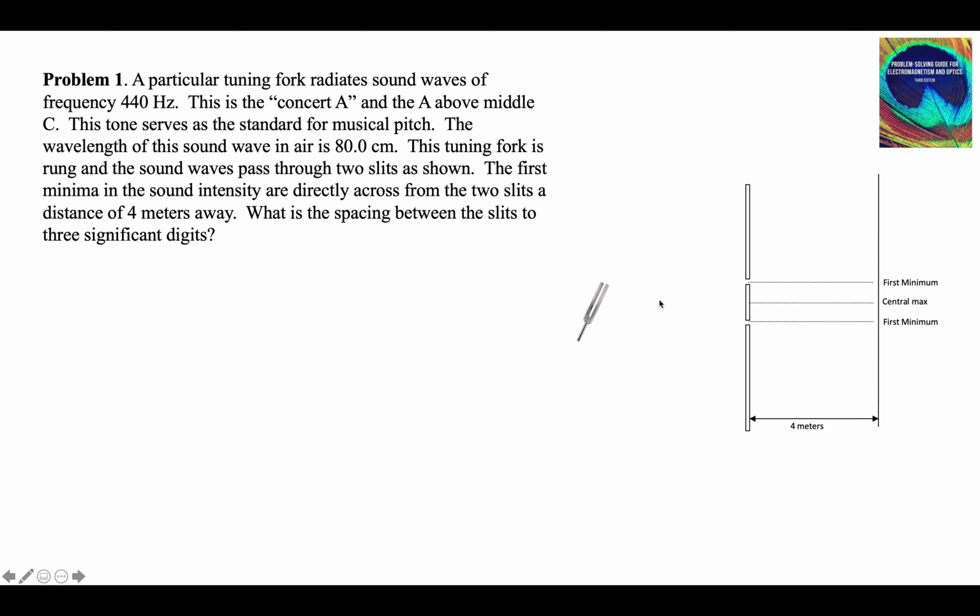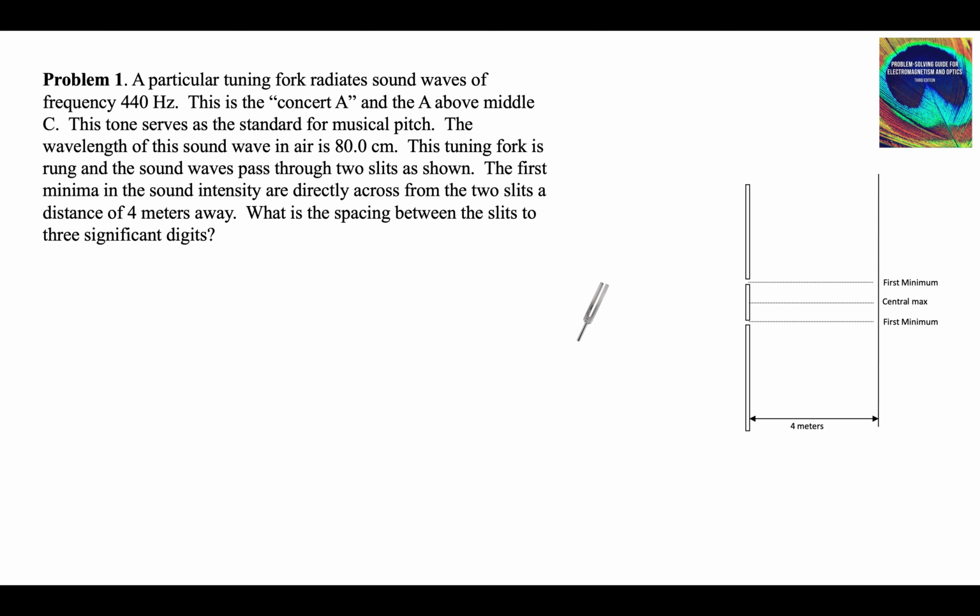The sound waves emanate out, hit the two slits, and go through the slits. They're in phase at the slits. The first minima in the sound intensity are directly across from the slits, which are a distance of 4 meters away. What is the spacing between the slits?